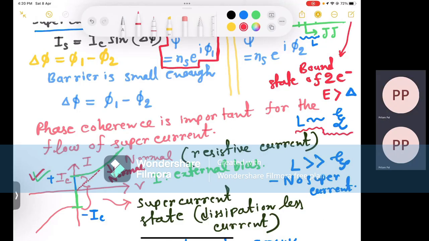It has to be comparable with the system size, which I have shown to you already. Otherwise, the phase of the superconductor will be completely destroyed.